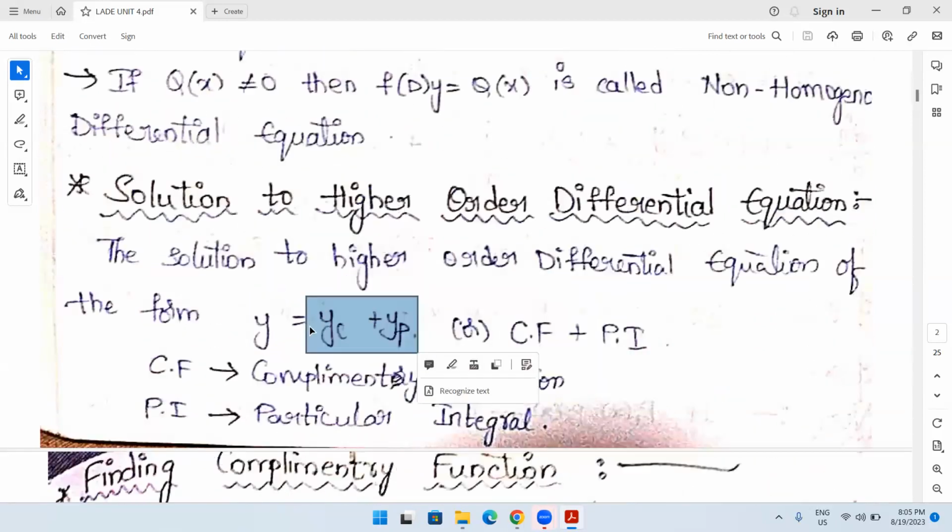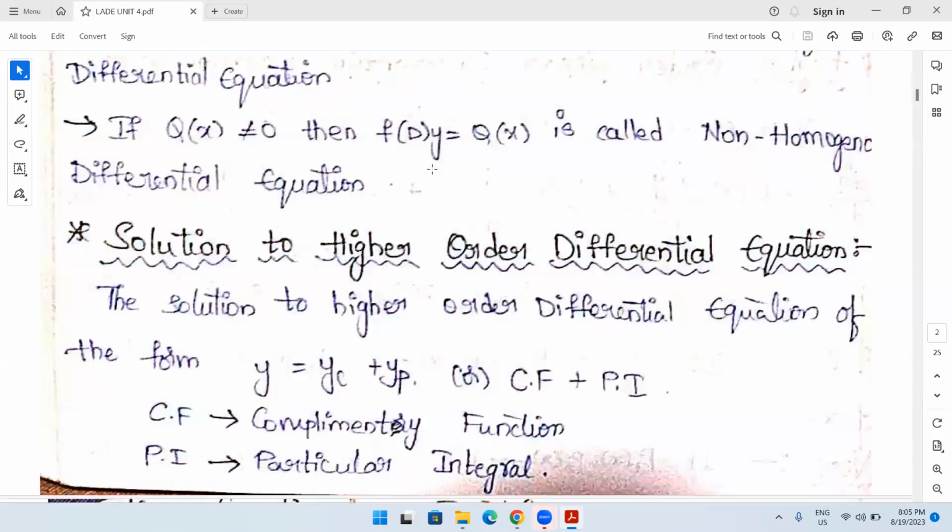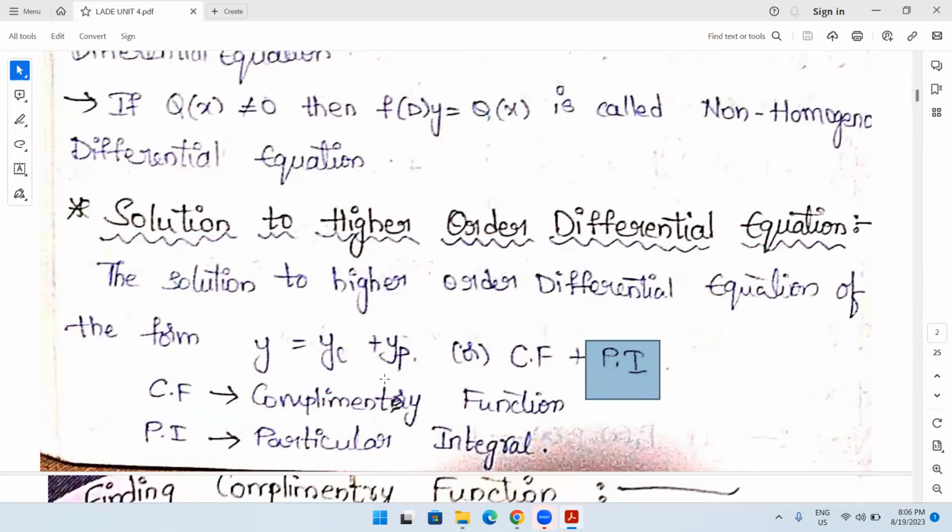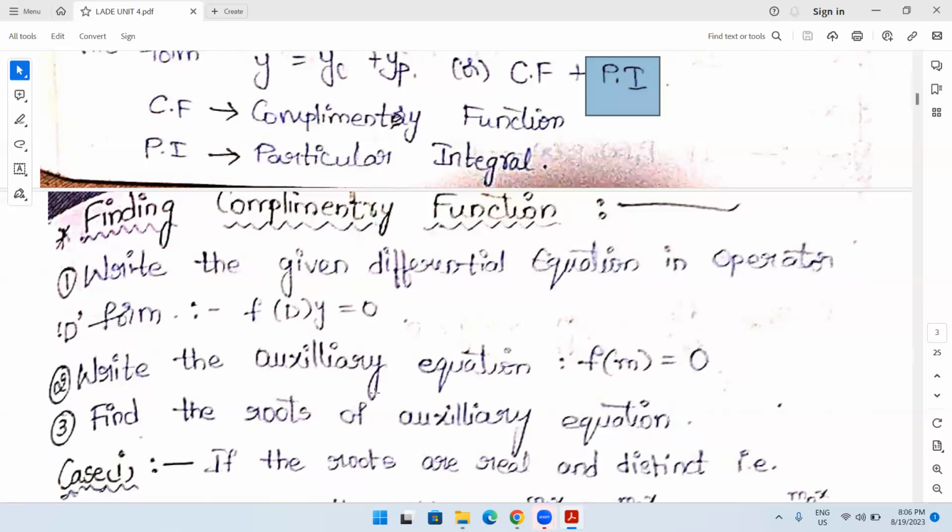If I briefly explain what a complementary function is, the complementary function can be found using only f of D. q of x is not required. And the particular integral can be found using f of D as well as q of x. We need both of these terms, then we can find the particular integral. So how can you find the particular integral? Using q of x. So if q of x is equal to 0, the particular integral will also be 0.